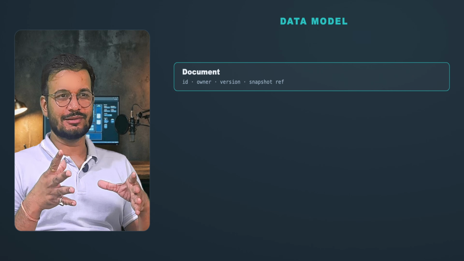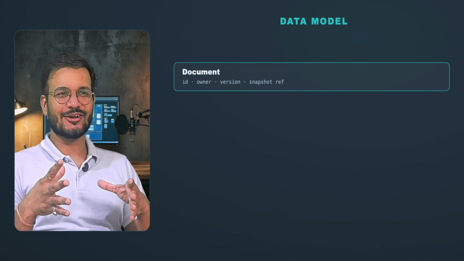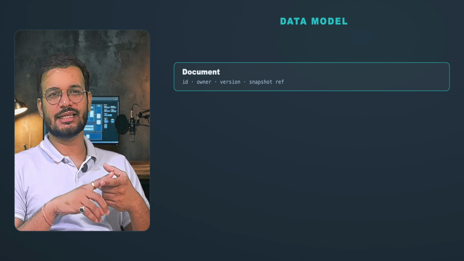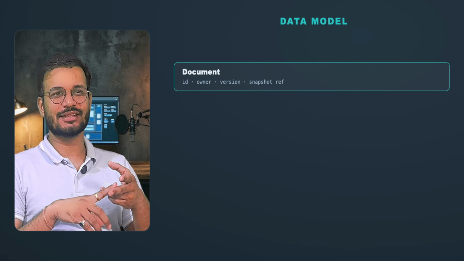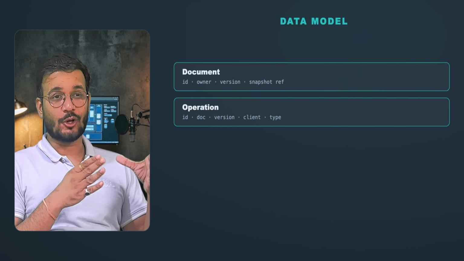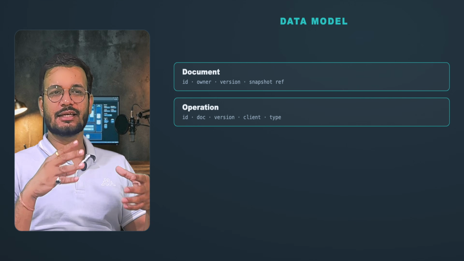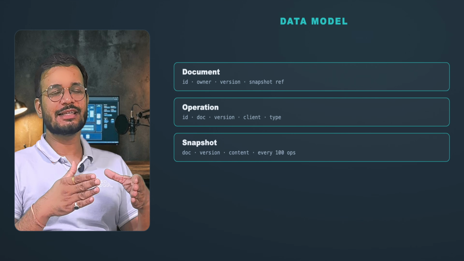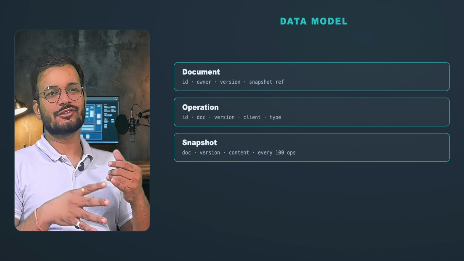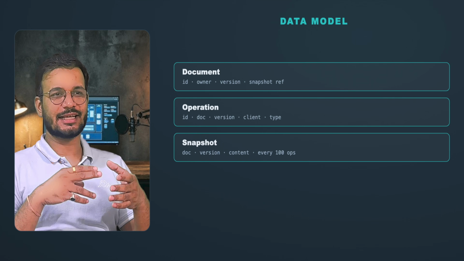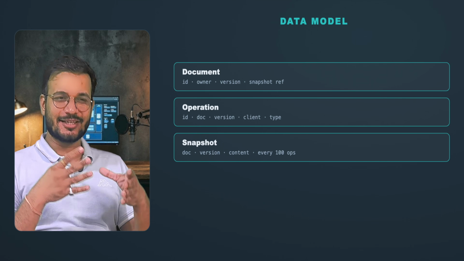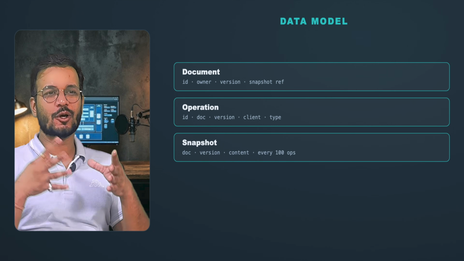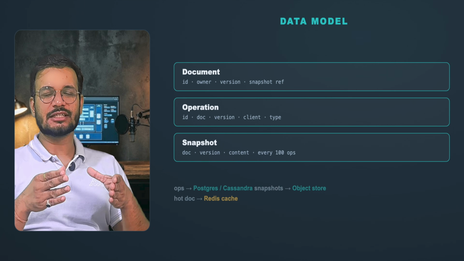Now we have the data model: the document record, the operation record, and the snapshot record. In the document record, we have doc ID, owner's user ID, created timestamp, current server version number, and the reference to the current snapshot. Then in the operation record, we have the operation ID, document ID, server version number, client ID, operation type, and other fields. Similarly, we have the snapshot record, in which we have the doc ID, version number, full document content as a string, and timestamp. The snapshots are created periodically, for every 100 operations. So you do not need to replay all the operations from the beginning of time to reconstruct the document.